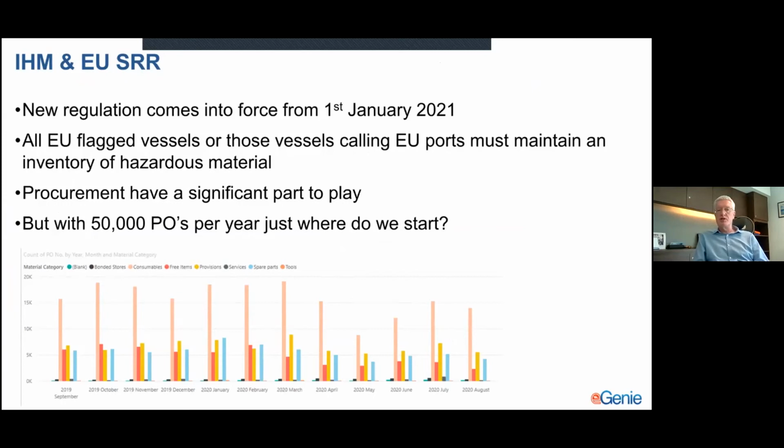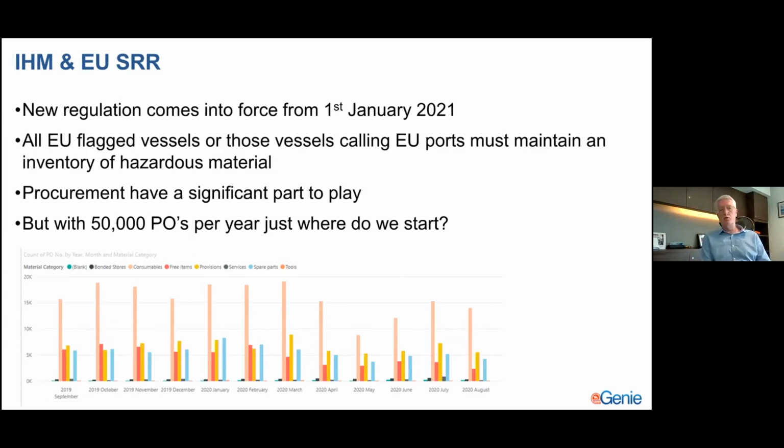You will see port state inspections that will ask to look at the inventory of hazardous materials on board. Many of you will have done the shipboard audits, we have as well. But procurement are now going to have a big part to play to ensure that the inventories on board are maintained. So we issue, as Wilhelmsen Ship Management, around about 50,000 POs per year. So where on earth do we start? We've got more than 180 vessels under management. So it's potentially a major administrative exercise for the operational teams.